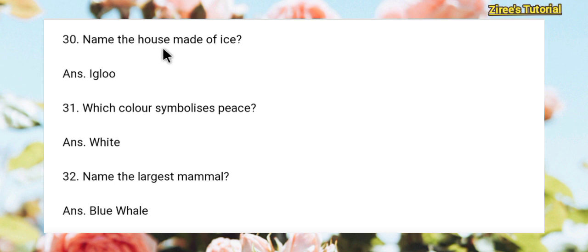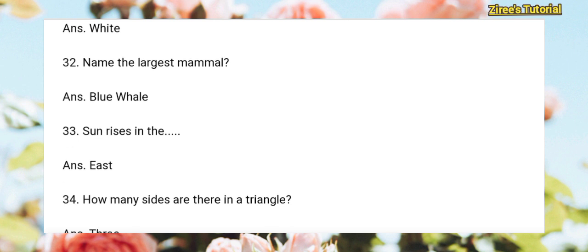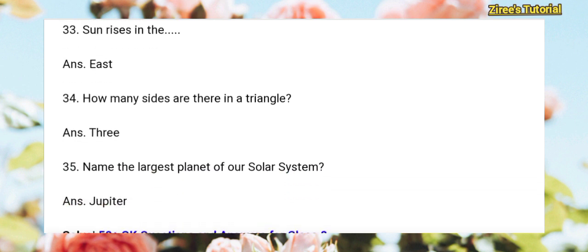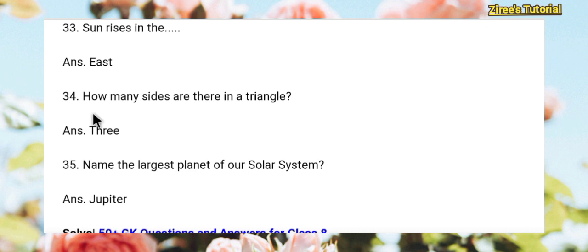Name the house made of ice. Igloo. Which color symbolizes peace? White color. Name the largest mammal. Blue whale. Sun rises in the east. How many sides are there in a triangle? 3. Name the largest planet of our solar system. Jupiter.